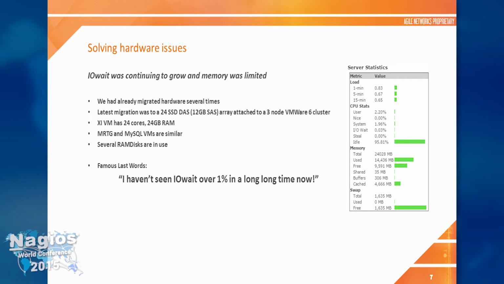So like I said, we'd already migrated or upgraded the hardware several times. Now the last migration that we did, we threw it at it. 24 400 gig SSDs in a RAID 10, direct attached storage with 12 gig SAS connectivity to several hypervisors. The VM that XI runs on is 24 cores and 24 gigs of RAM. The MRTG, MySQL, SmokePing, all of those virtual machines are very similar. And then we have several RAM disks in use on XI.